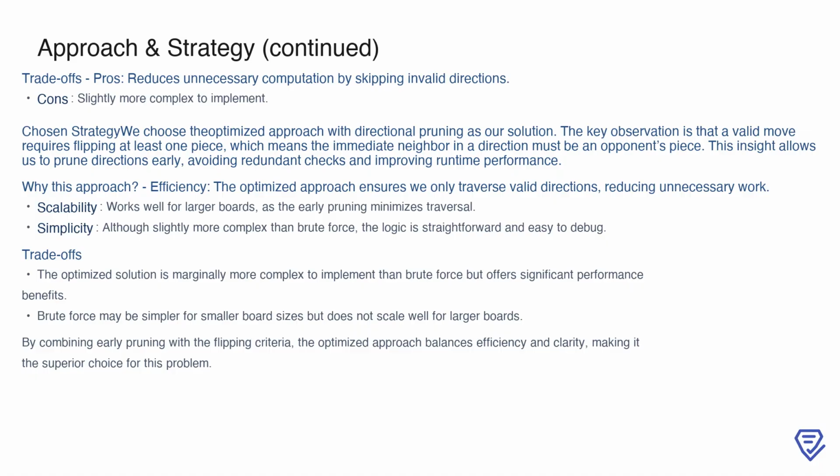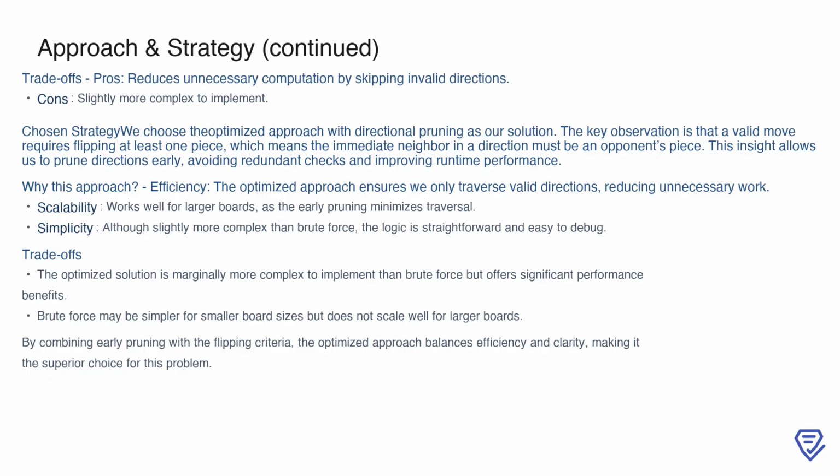The optimized approach with directional pruning is the chosen strategy for solving this problem, as it strikes the right balance between efficiency and implementation simplicity. The key observation driving this method is that a legal move requires flipping at least one opponent piece, which means the immediate neighbor in any valid direction must be an opponent's piece. By leveraging this insight, we can prune invalid directions early, avoiding unnecessary checks and improving runtime performance.